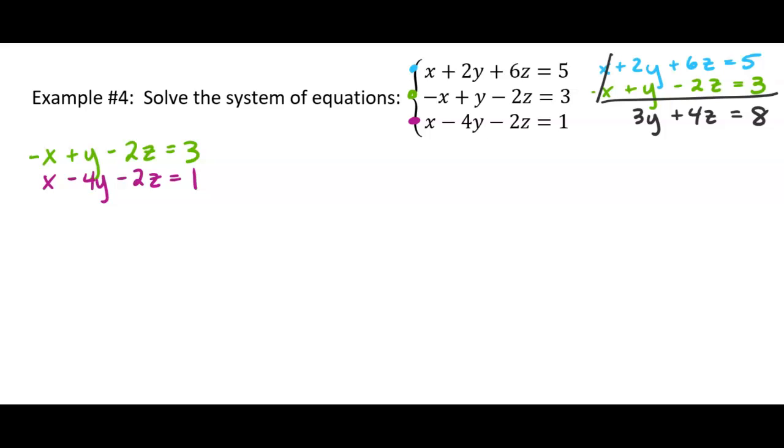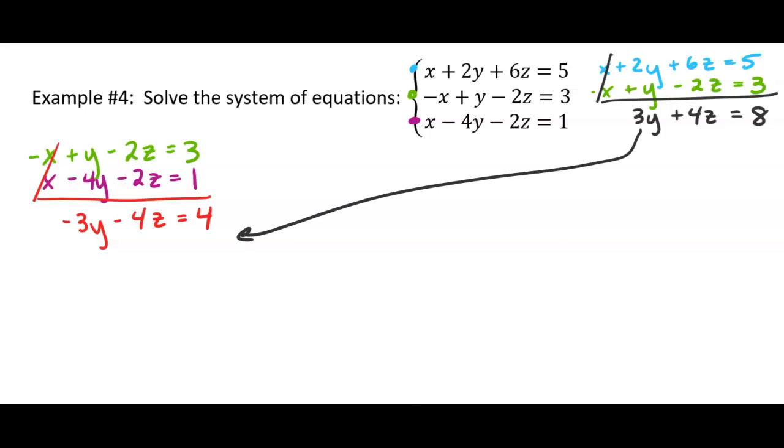All right, when I add these together, the x's drop out. I get negative 3y minus 4z equals 4. Well, I kind of was suspicious of something like this. Okay, so let me double check my math. Yeah, that looks good. Okay, I'm going to take then the other yz equation I got, and I'm going to put it right down here, and put 3y plus 4z equals 8.